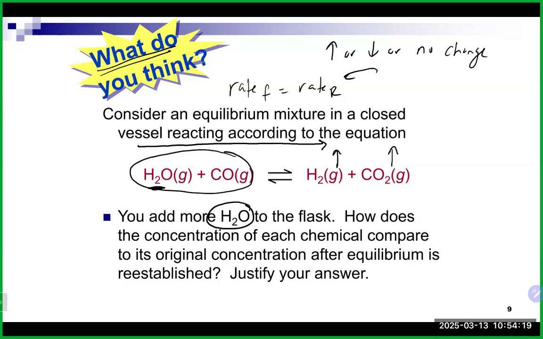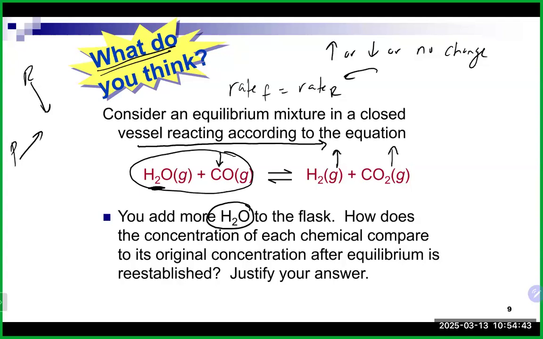In order to make products, you need to use up reactants. So if the forward direction is going, your reactants are going down, and your product should be going up. That's because the reaction is going towards the product side. That's the only way you can make it. We should see the concentration of CO go down because, again, that's the only way you can make products.